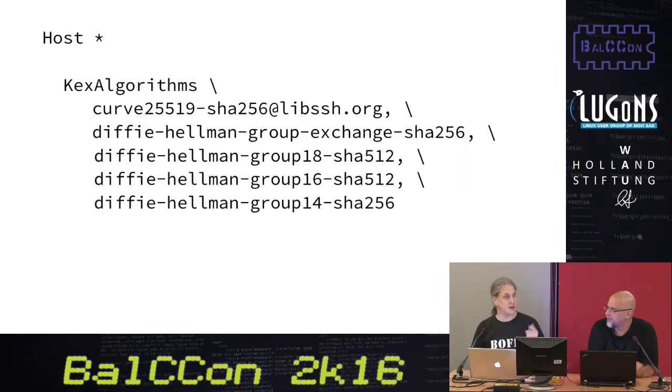You have the Host star, which is your generic configuration that applies to all your host entries there, and you just put that in on a single line. That's fine. You can use the same configuration in your sshd_config file on the server, just without the Host star line.